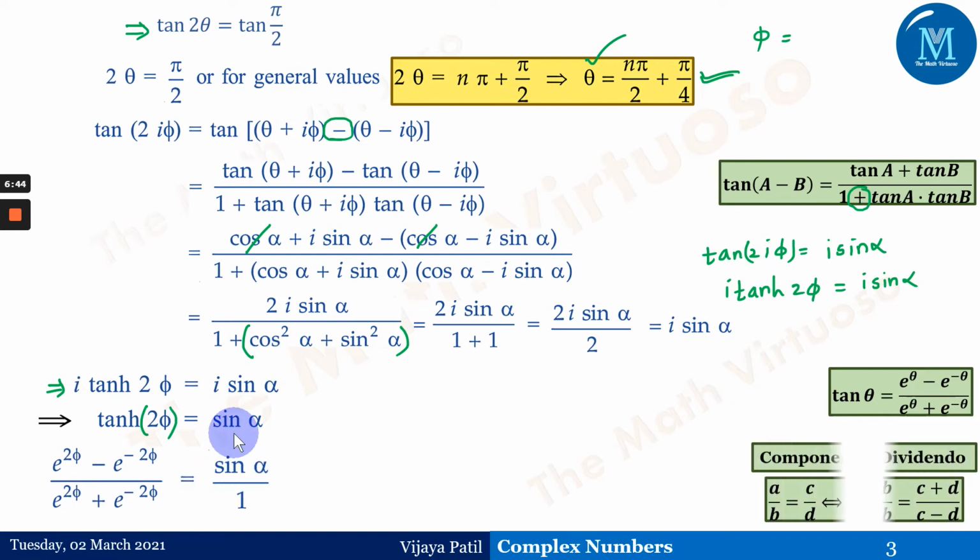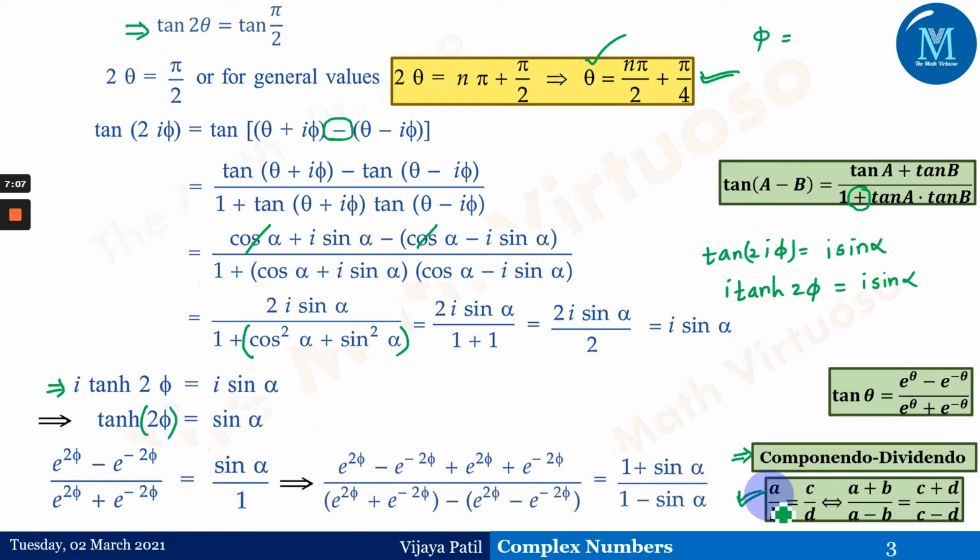Now we need to go for componendo and dividendo, which says a by b is equal to c by d if and only if a plus b upon a minus b is equal to c plus d upon c minus d. We have done this type of thing many times in higher school education, 11th and 12th standard. So this is what we are going to do here, after making these changes, using componendo and dividendo, also abbreviated as C and D.